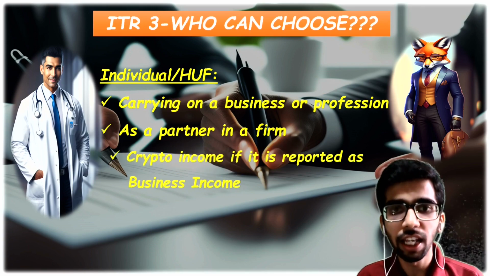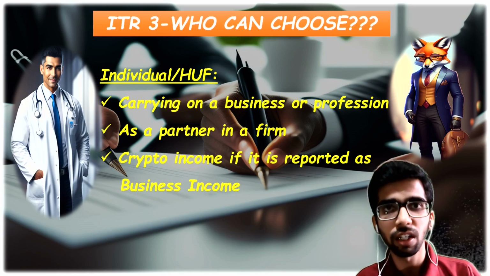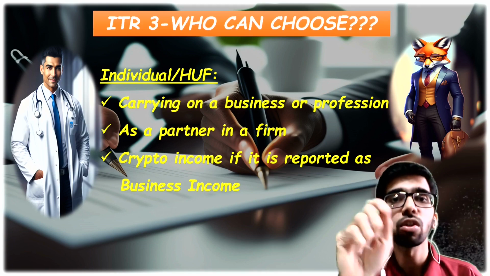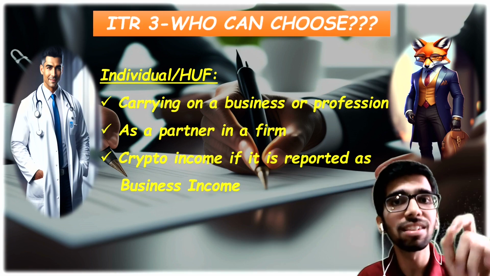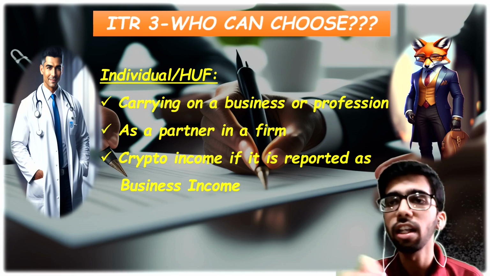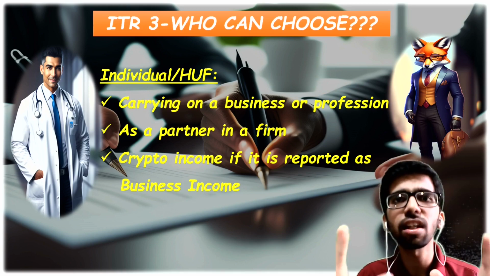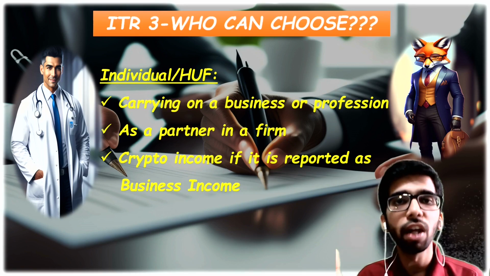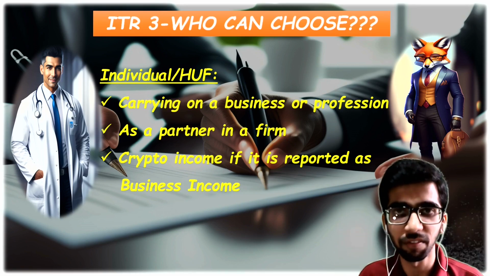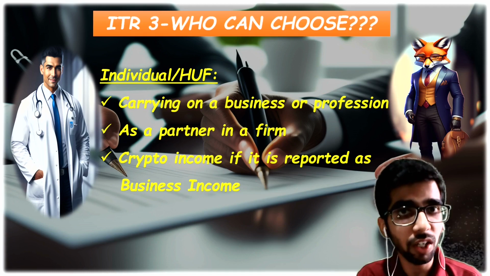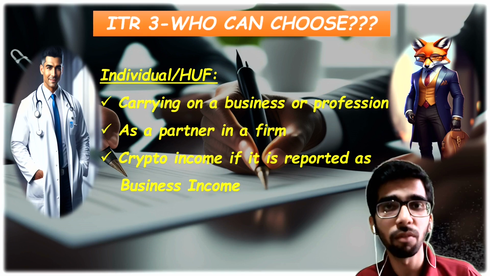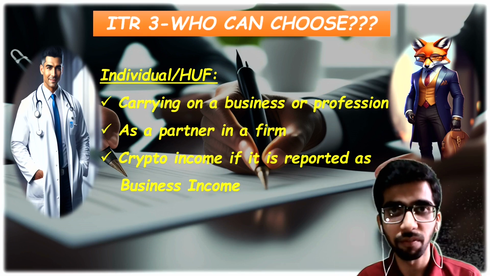Okay. Then crypto income, as already discussed, if it is shown as a capital asset, ITR 2 can be used. If it is reported as a business asset, then you have to file through ITR 3. Okay, these are the categories of income for which an individual or HUF can use ITR 3 to file their income tax return. If you are a chartered accountant or a lawyer, those come under professional income, and they have to use ITR 3.